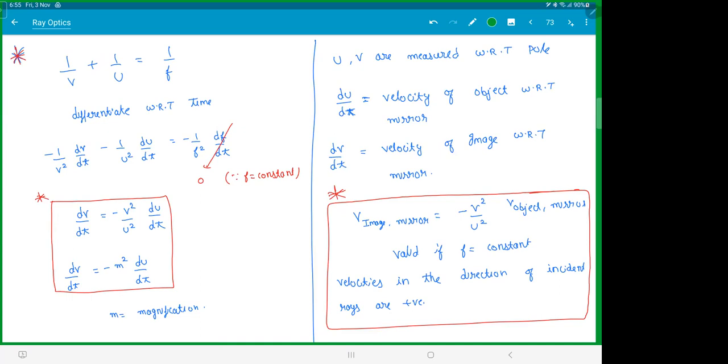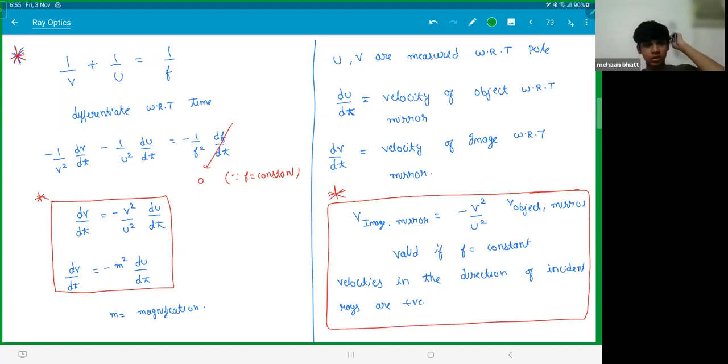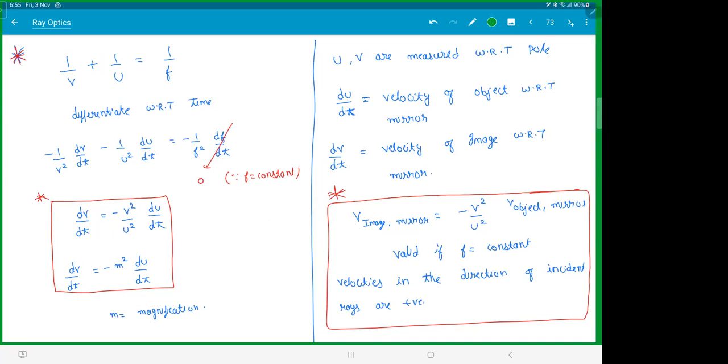I can ask you, find the time when they meet. When will they meet, Malika? Think about it. There is only one time object and image meet. When? Anyone? Center of curvature, na? At the center, isn't it? That is the only time they meet. And they'll just pass through each other.